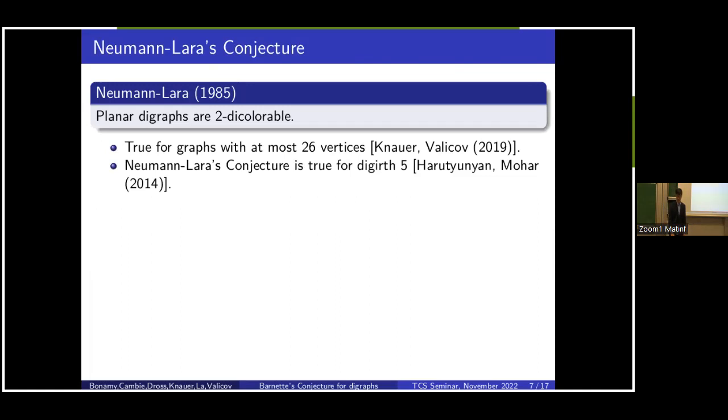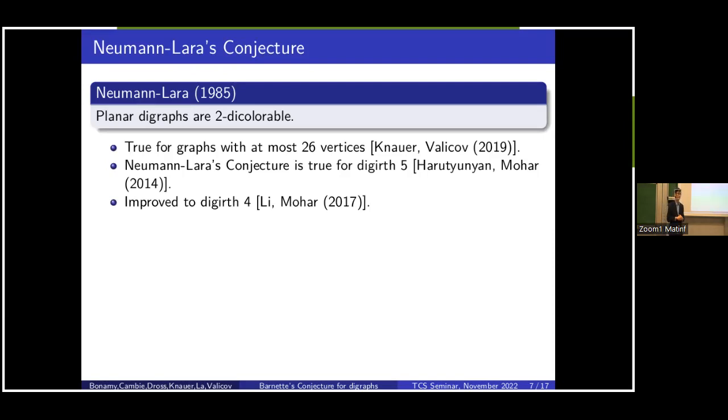And then if you have some extra restriction, for example, on the digirth of the graph, the girth is the size of a smallest cycle. The digirth is the size of the smallest directed cycle. So if you have digirth 5, then the conjecture is true, and it was also later improved to digirth 4. So this means that you can still have triangles in your graph. It's just that they are not directed.